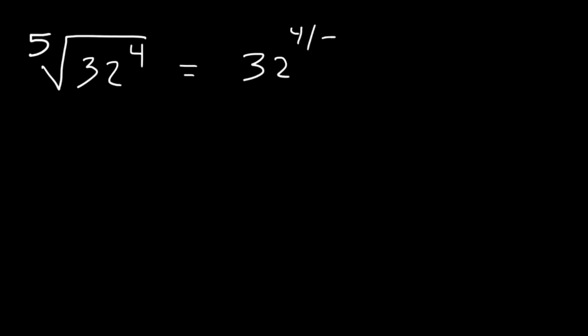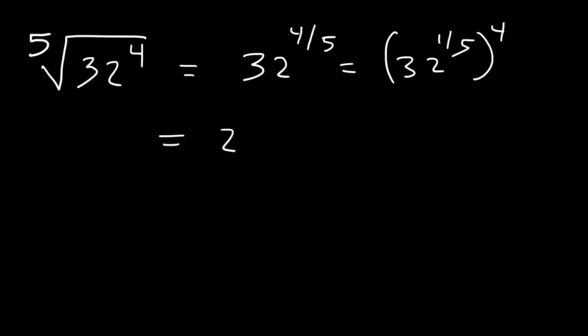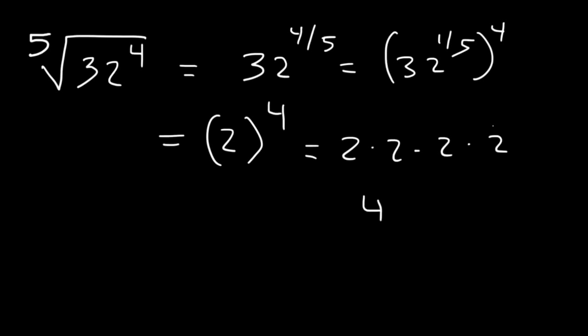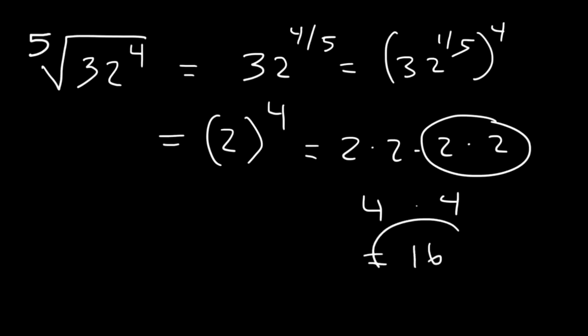Here's another one that we could try. What about the 5th root of 32 raised to the 4th power? So just like before, we can rewrite it like this. We need to find the 5th root first, and then raise it to the 4th power. The 5th root of 32 is 5. Not 5, but 2. And 2 to the 4th power, that's 2 times 2 times 2 times 2. 2 times 2 is 4, and those 2's will also make a 4. 4 times 4 is 16. So 16 is the final answer.